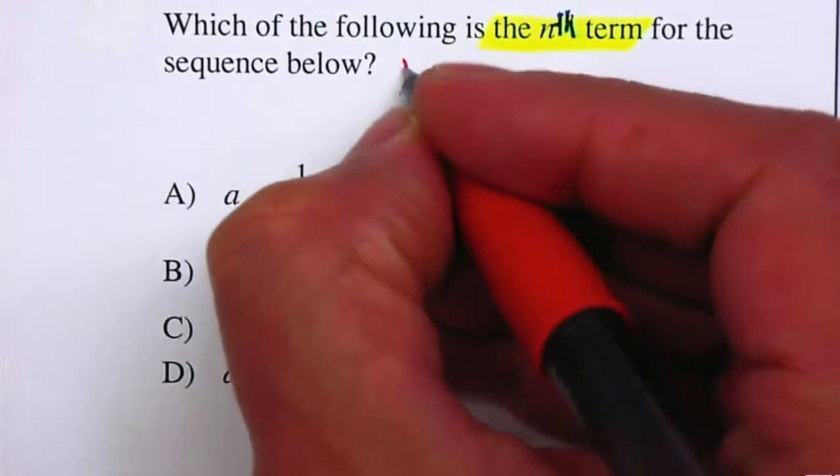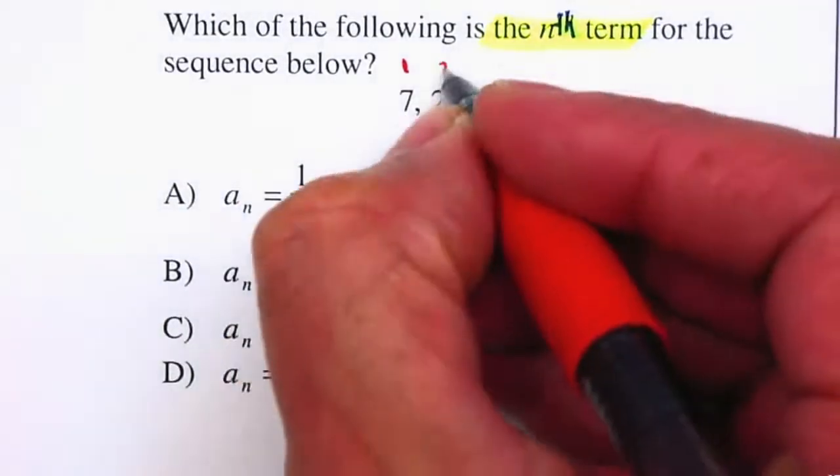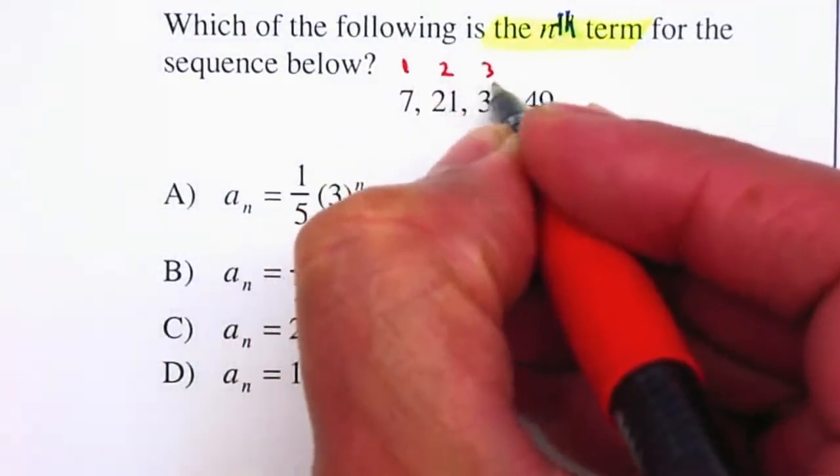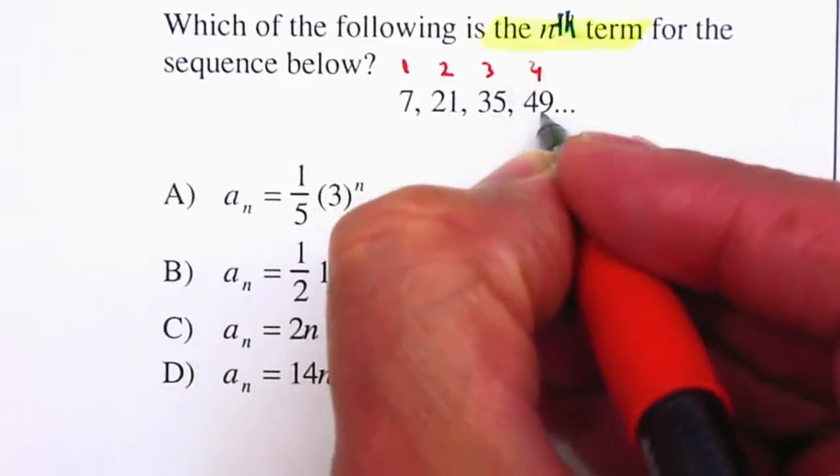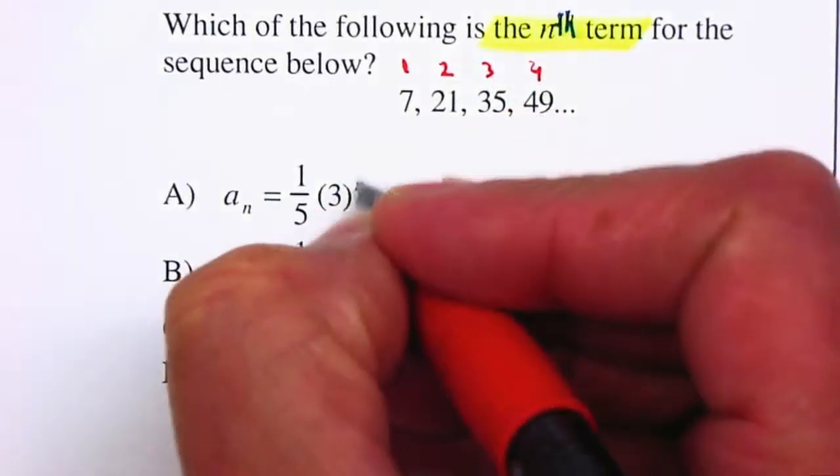That means that if you plug in a 1, it should give you a 7. If you plug in a 2, it gives you 21. If you plug in a 3, it gives you 35. If you plug in a 4, it gives you 49. So let's start with the first one.